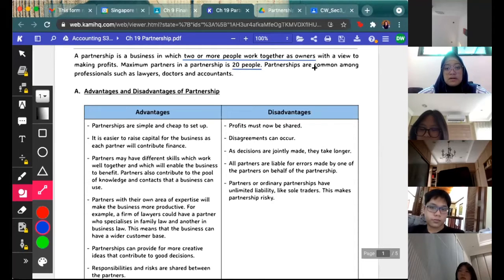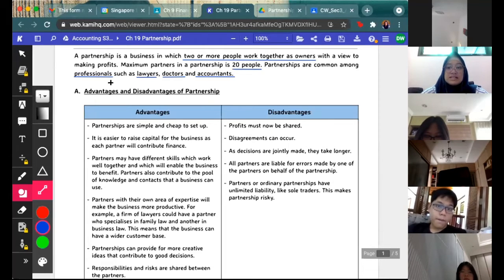Next, partnerships are common among professionals such as lawyers, doctors, and accountants. They are professionals, people who work as professionals, which means they have their own personal skills, like public accountants, financial analysts, investment managers. Usually they are working partners. So these are people who have professional jobs. So far any question?